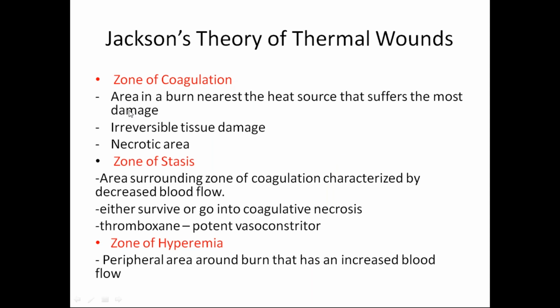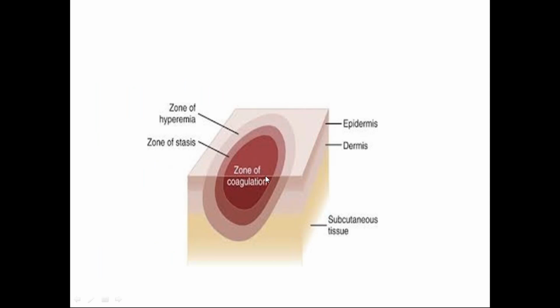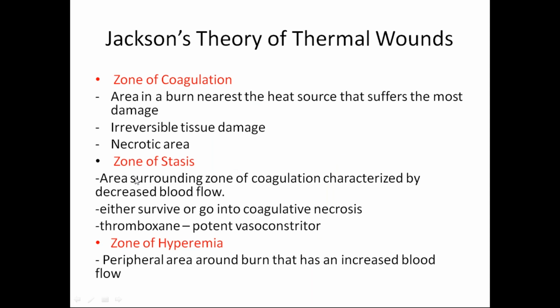Zone of coagulation. This is the area in the burn nearest to the heat source and suffers the most damage, and it is irreversible tissue damage. This is the area of necrosis, the zone of coagulation. Whereas the zone of stasis is the area surrounding the zone of coagulation, characterized by decreased blood flow. If you treat properly, the blood flow will be increased and this area will be regained.